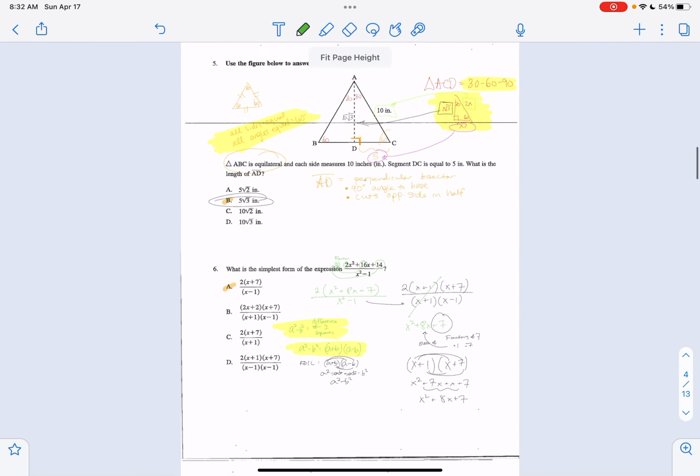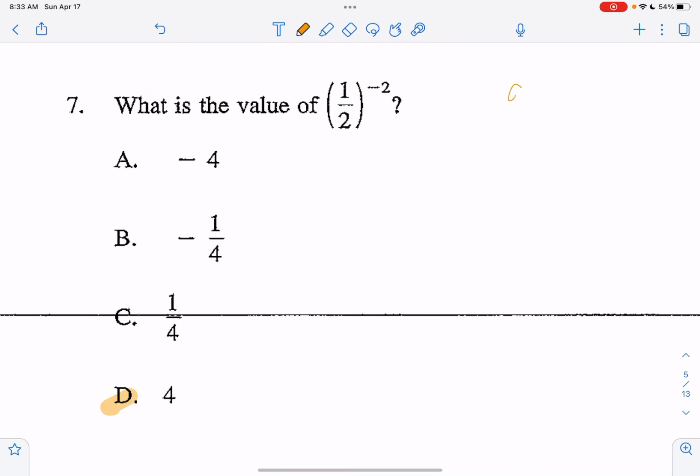Next, for number 7, what's the value of 1/2 raised to the negative 2 power? So here you can use the laws of exponents. The first thing here is if you have a over b raised to the c power, this exponent gets applied to both the numerator and the denominator. That's a to the c over b to the c. So you can raise both of these to -2.